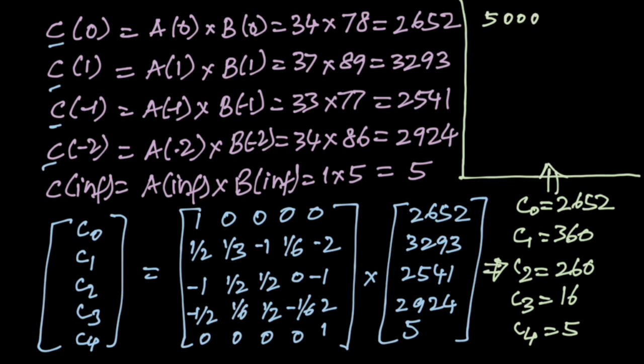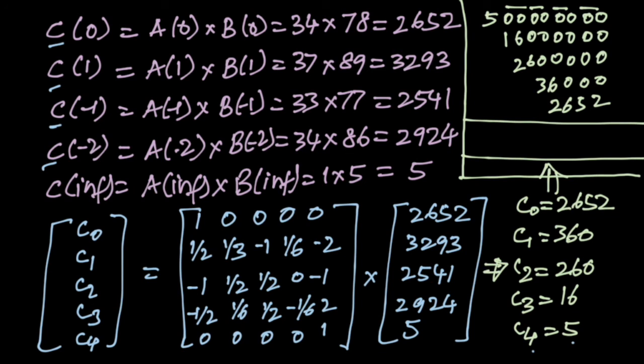So from these coefficients, how do we get the answer? This 5 is C4, and for each we have 2 zeros. So we will add 8 zeros after 5. Then for 16 we will add 6 zeros after it. For C2, 260, we will add 4 zeros. Similarly for 360 we will add 2 zeros, and then we add 2652, and if we add them together we get the answer.